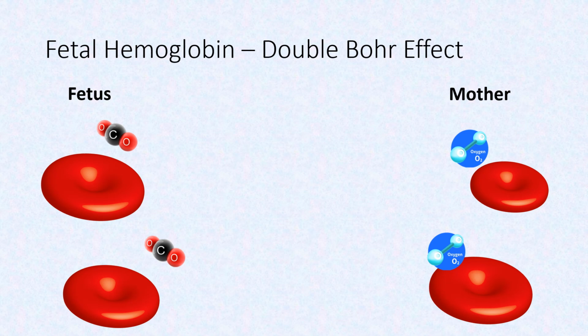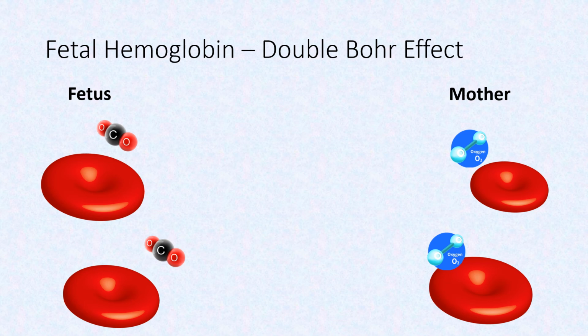Another aspect for the maternal and fetal transfer of gases is explained by the Bohr effect, which states that hemoglobin's oxygen-binding affinity is inversely related both to acidity and to the concentration of carbon dioxide. In terms of fetal circulation, the Bohr effect occurs twice in the placenta, once on the fetal side and once on the maternal side. This is called the double Bohr effect.